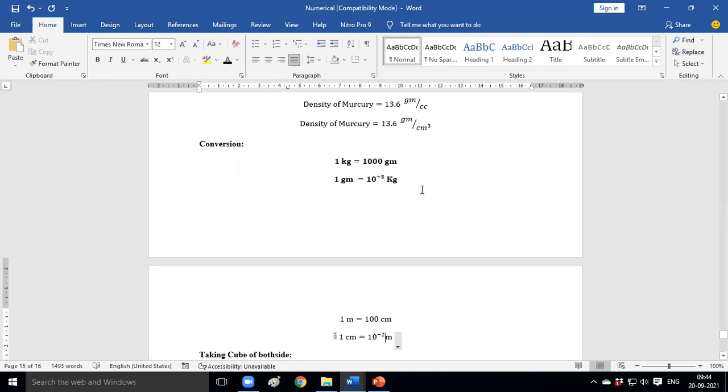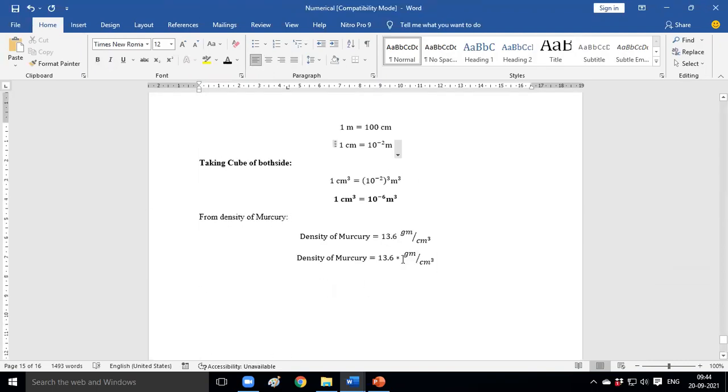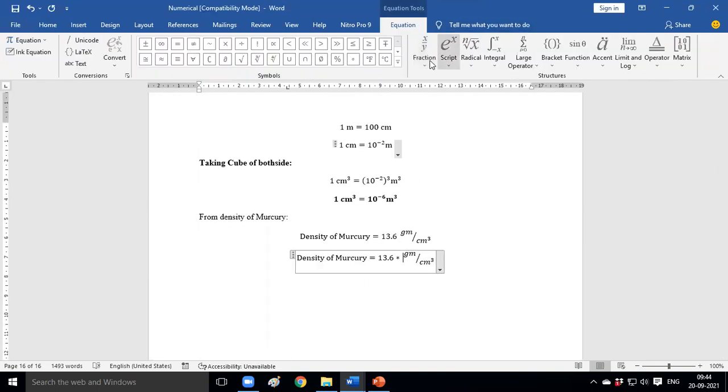Minus 3. So we need to put it here, 10 to the power minus 3. Again, multiplication. Which one? A meter cube. You can just rearrange in the same format, whatever the format is mentioned in the numerical. Here gram is replaced by kg now.